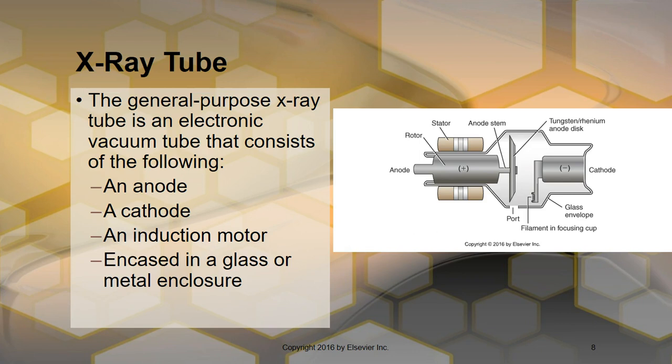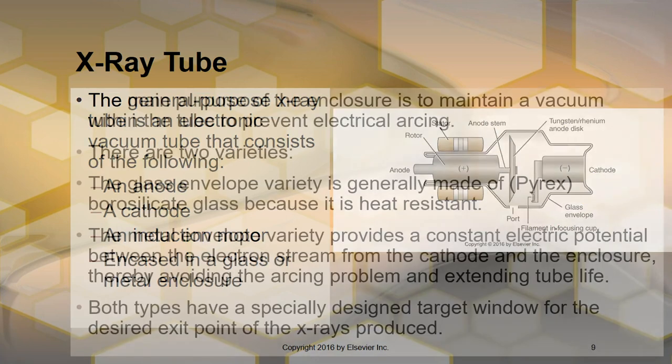The anode has a target and the induction motor. Half of it's inside and half is outside the protective enclosure. And we're going to talk about those individually in just a second. But the cathode is what has the focusing cup and the filament right here. So anode, big motor, cathode, filament, and focusing cup.